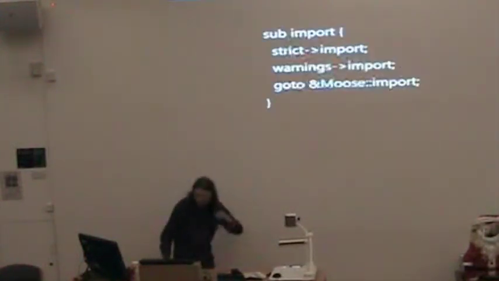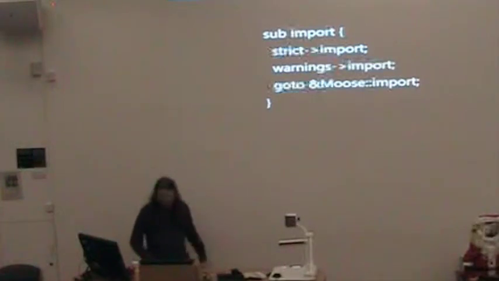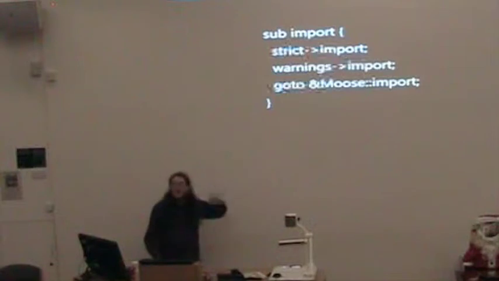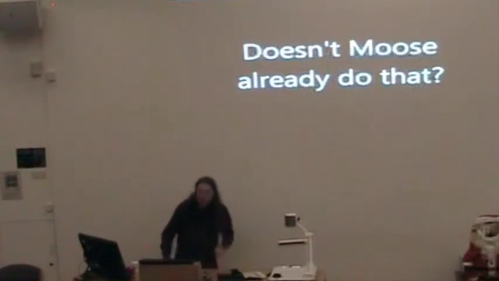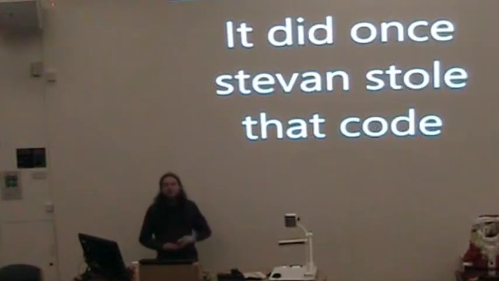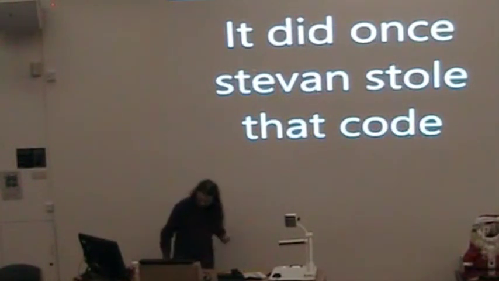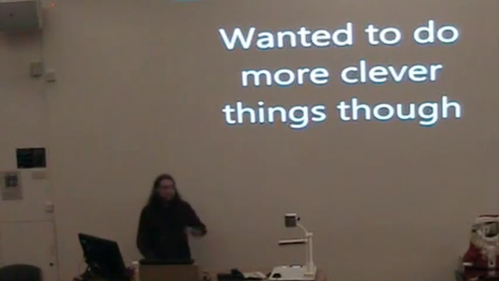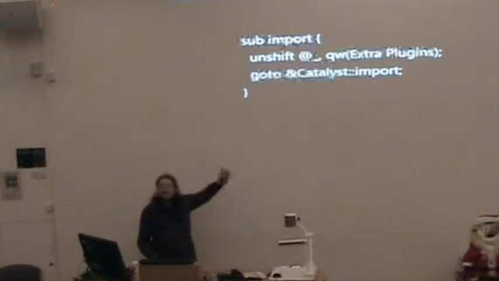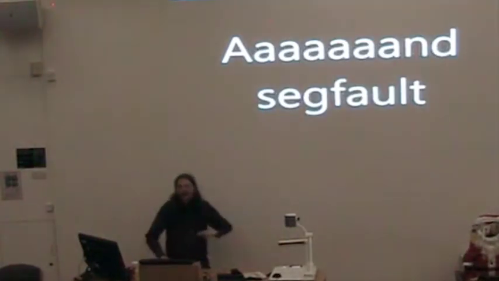because basically I hate boilerplate. So what Reaction::Class's import did was it imported strict, then it imported warnings, and then it went and imported Moose. So you're immediately thinking, doesn't Moose already do that? Well, the answer is it did once Stephen stole that code. Which was nice, but I was trying some slightly more clever things as well. Like I had a Reaction::Web::App class that was a custom Catalyst exporter. So you had an import that would unshift some extra plugins and then goto that Catalyst import. And segfault.